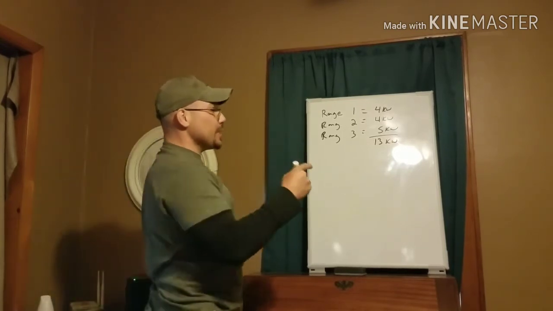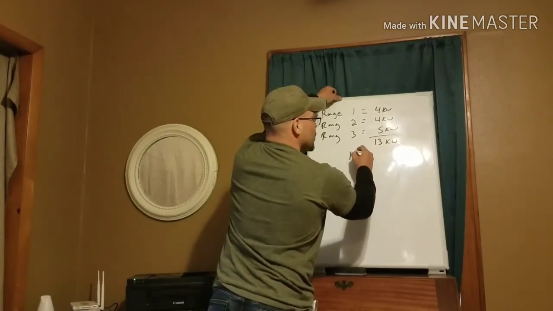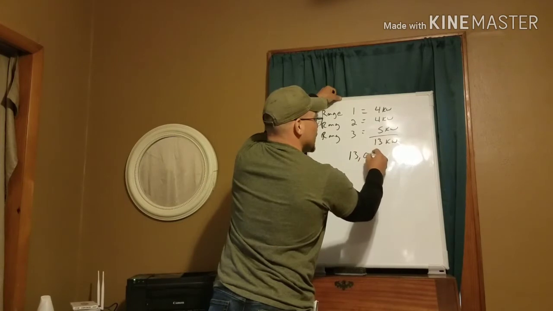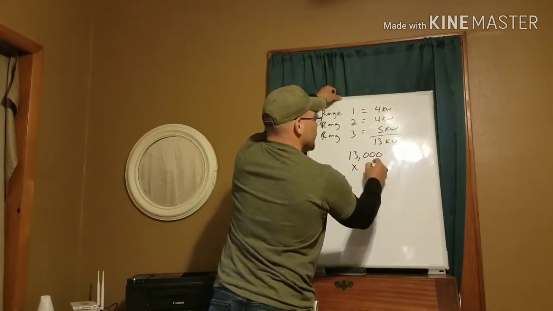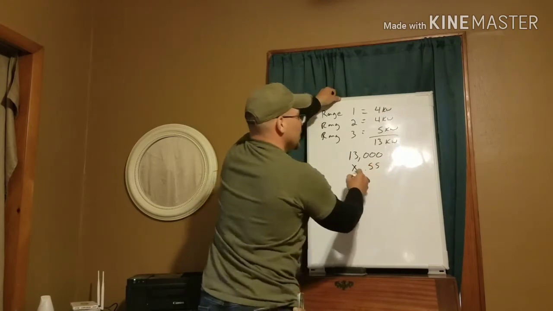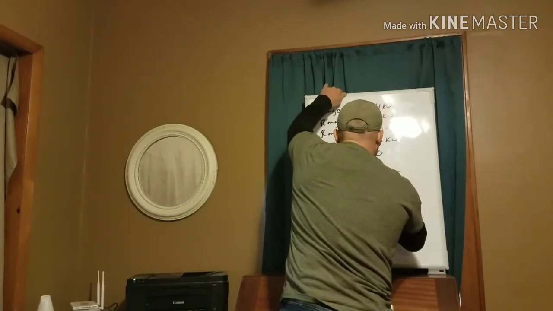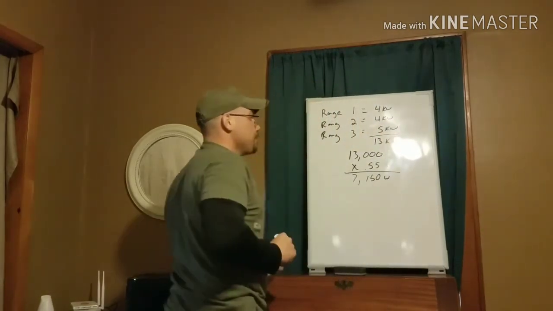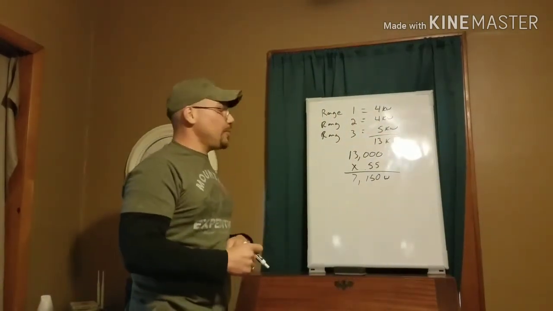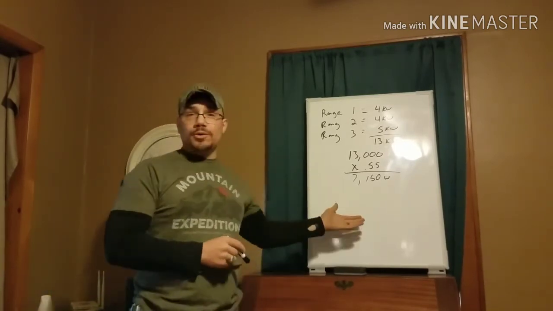Okay, so we're going to take that 13 kilowatt, which is 13,000 watts, and take it times 0.55, and we're going to get 7,150 watts, right? Or 7.15 kilowatts. Okay, so that would be the number then we would use in our calculation.